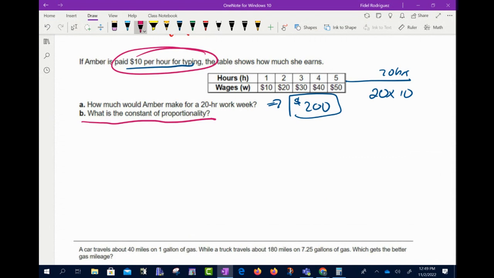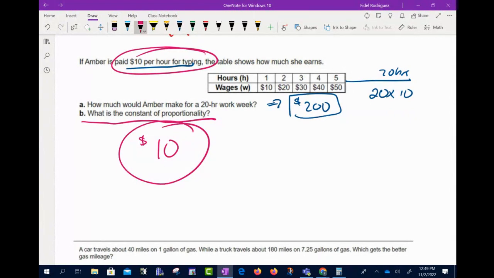Well, she's getting paid $10, right? For every hour that she works, she's getting paid $10. That's all the constant of proportionality means. It just means for every hour you get paid a certain amount. More hours, more money; less hours, less money, right? And we know that kind of stuff.